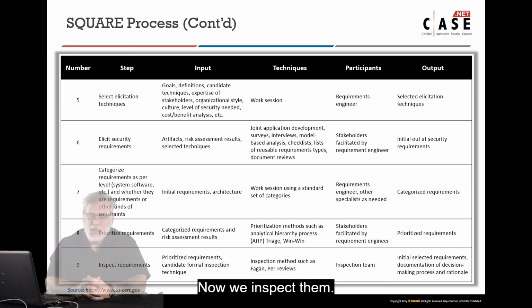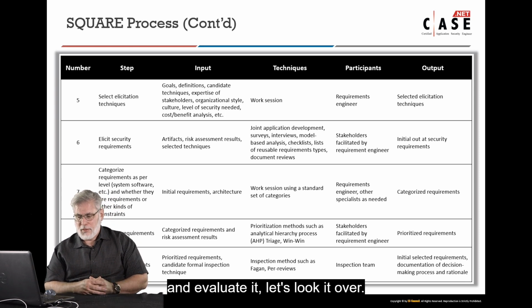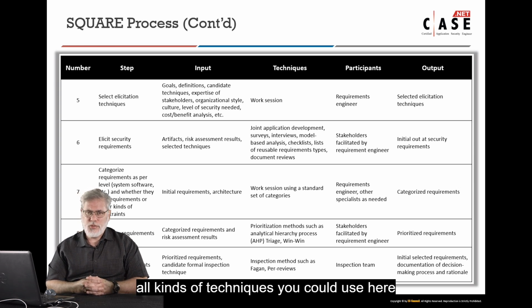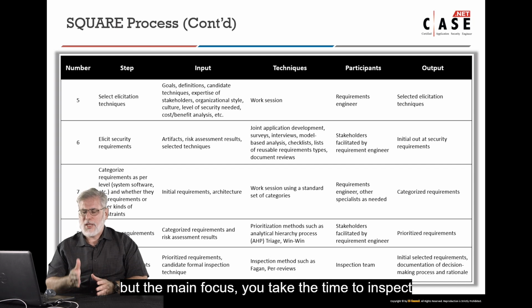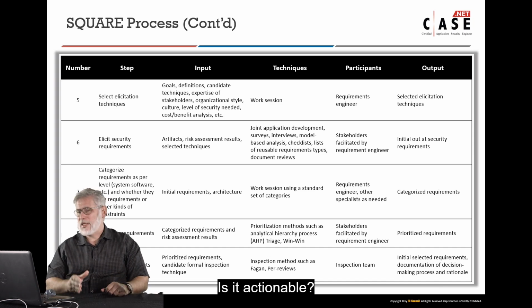Now we inspect them. Let's look at this prioritized list and evaluate it. Let's look it over. There are graphs, there are reviews, all kinds of techniques you could use here, but the main focus is you take the time to inspect what you've got and see if it actually meets all the needs. Is it complete? Is it actionable? Is it doable?